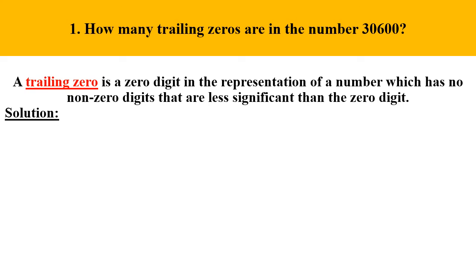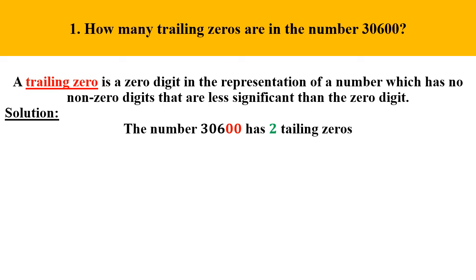So our question is that how many trailing zeros are in the number 30,600? First, we should understand what is a trailing zero. A trailing zero is a zero digit in the representation of a number which has no non-zero digits that are less significant than the zero digit. We can simply say that it is a zero digit with no non-zero digits to the right of it. Clearly, 30,600 has two zero digits at the end of the number, so it has two trailing zeros totally.